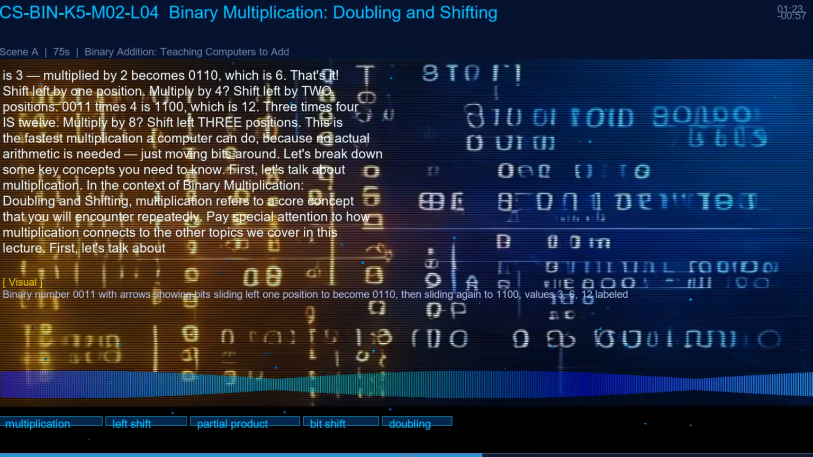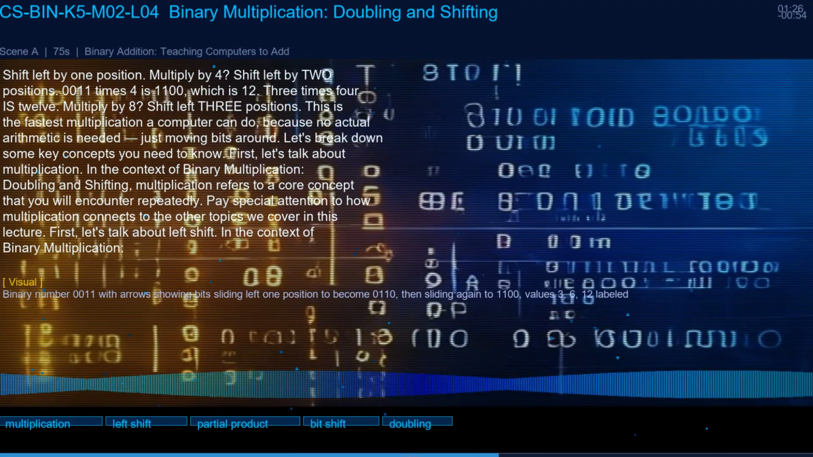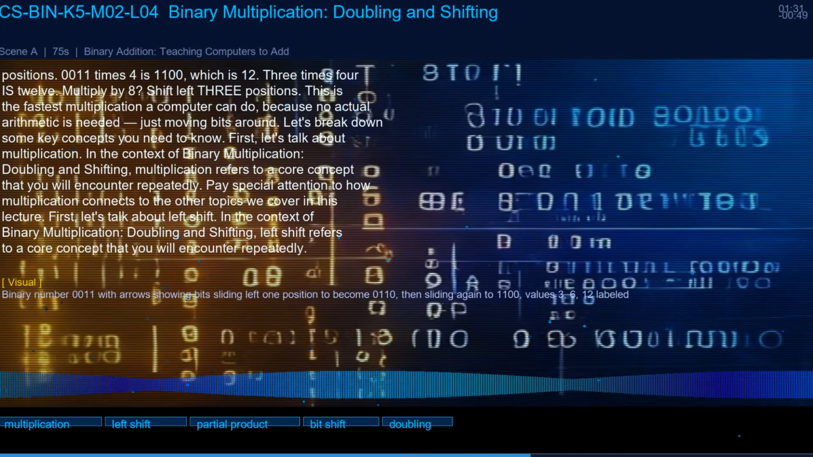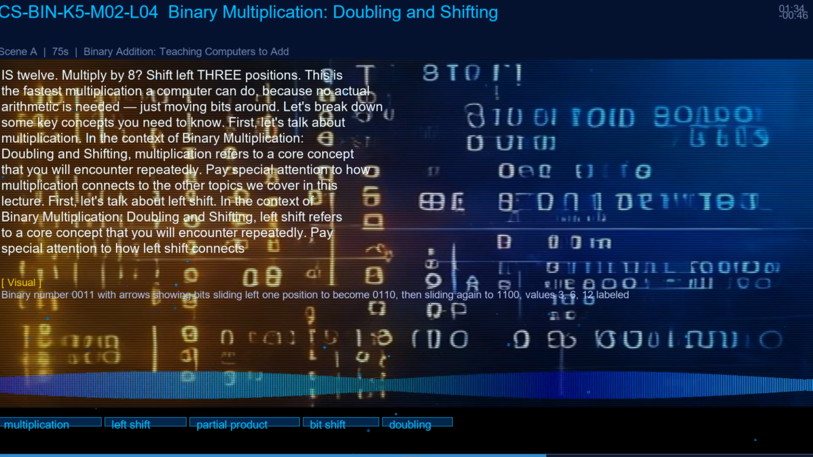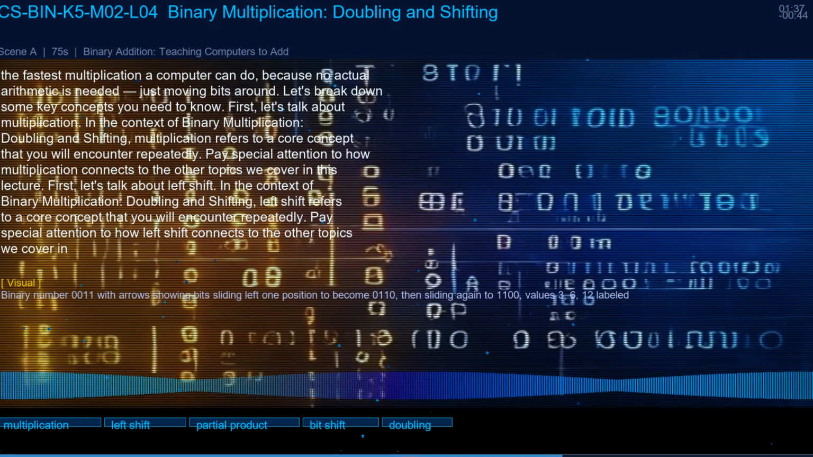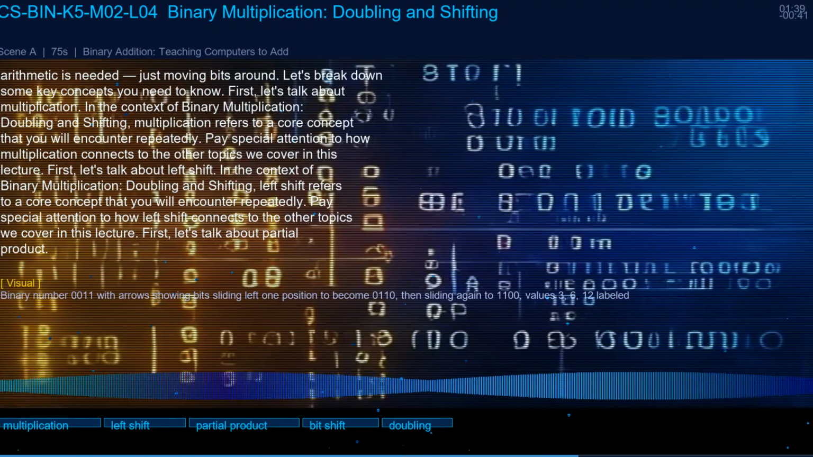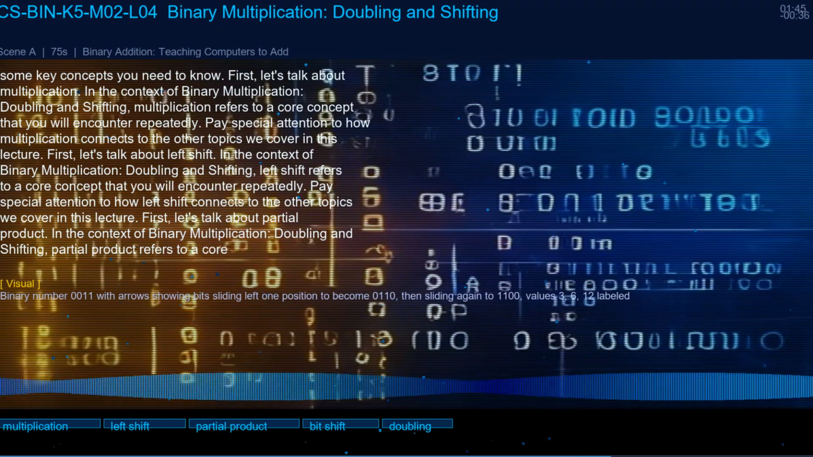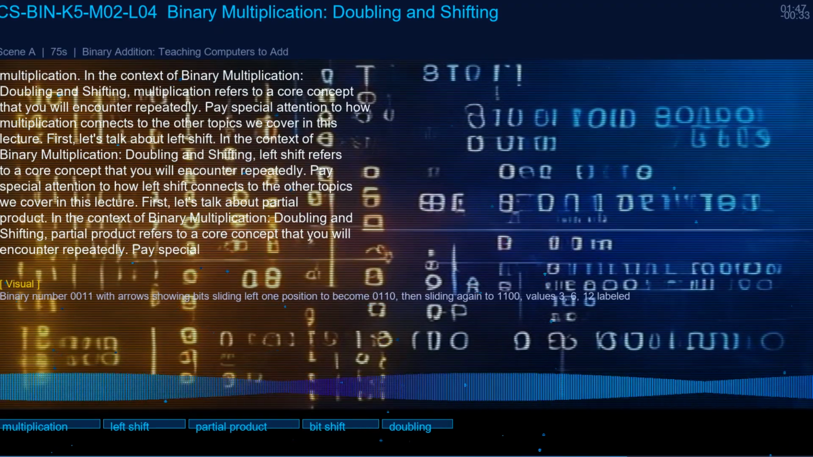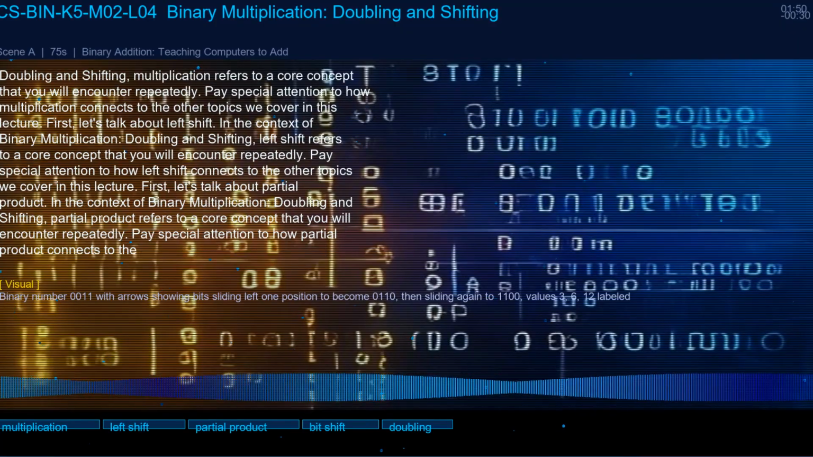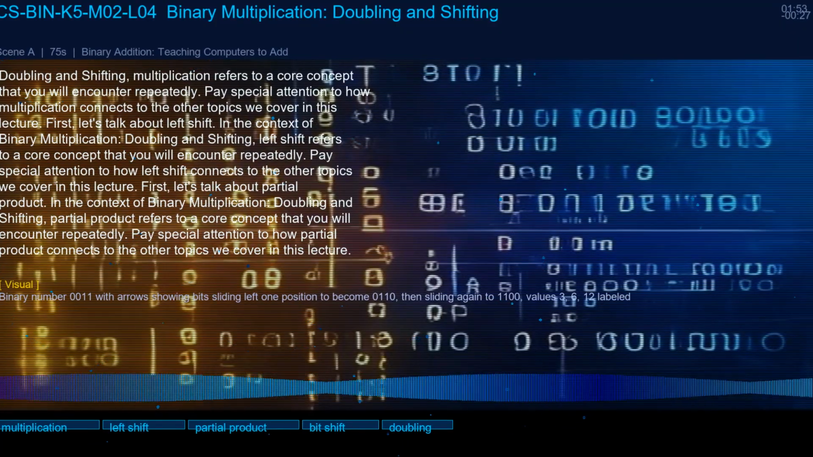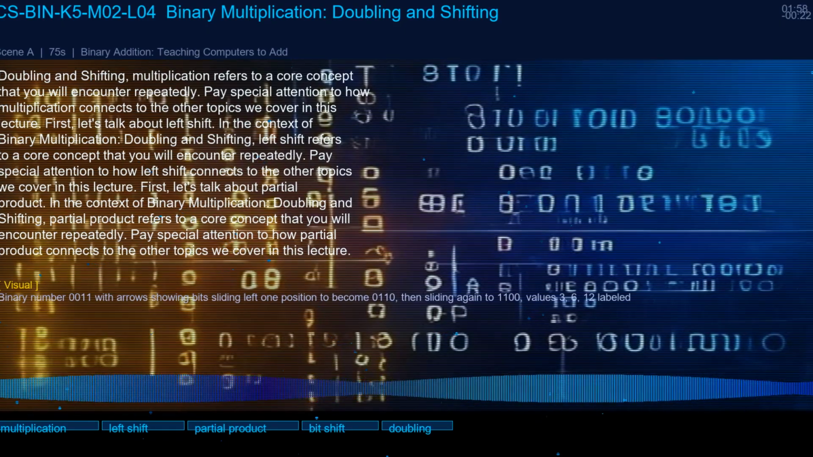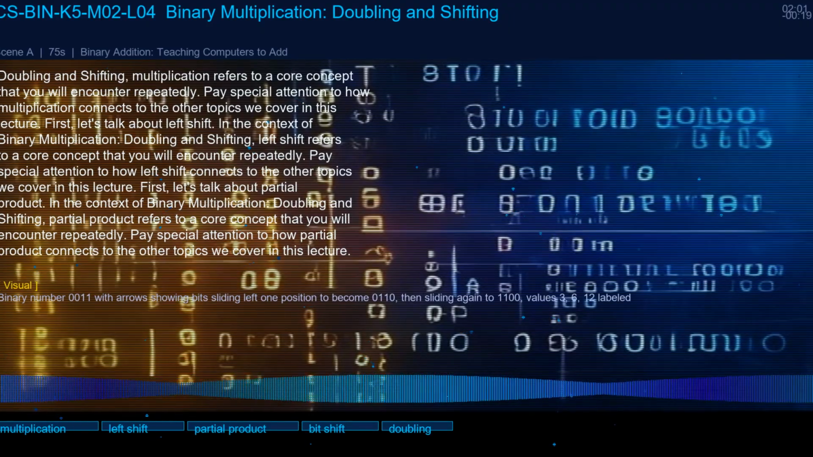Let's break down some key concepts you need to know. First, multiplication. In the context of binary multiplication, doubling and shifting, multiplication refers to a core concept that you will encounter repeatedly. Pay special attention to how multiplication connects to the other topics we cover in this lecture. Next, left shift, which is likewise a core concept you will encounter repeatedly.